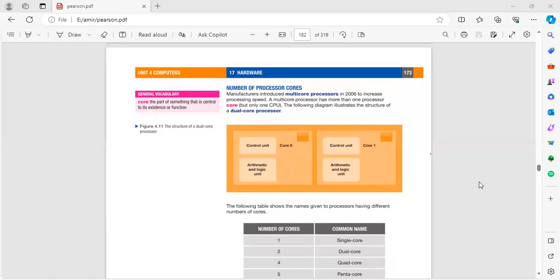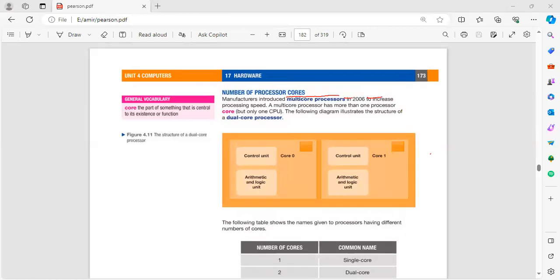Okay, so basically now we can see from here number of processor core. Manufacturers introduced multi-core processors, so you can have multiple processors in your system in 2006 to increase processing speed. A multi-core processor has more than one processor core, but only one CPU. So it means one CPU can have more number of cores. You can say small CPUs.